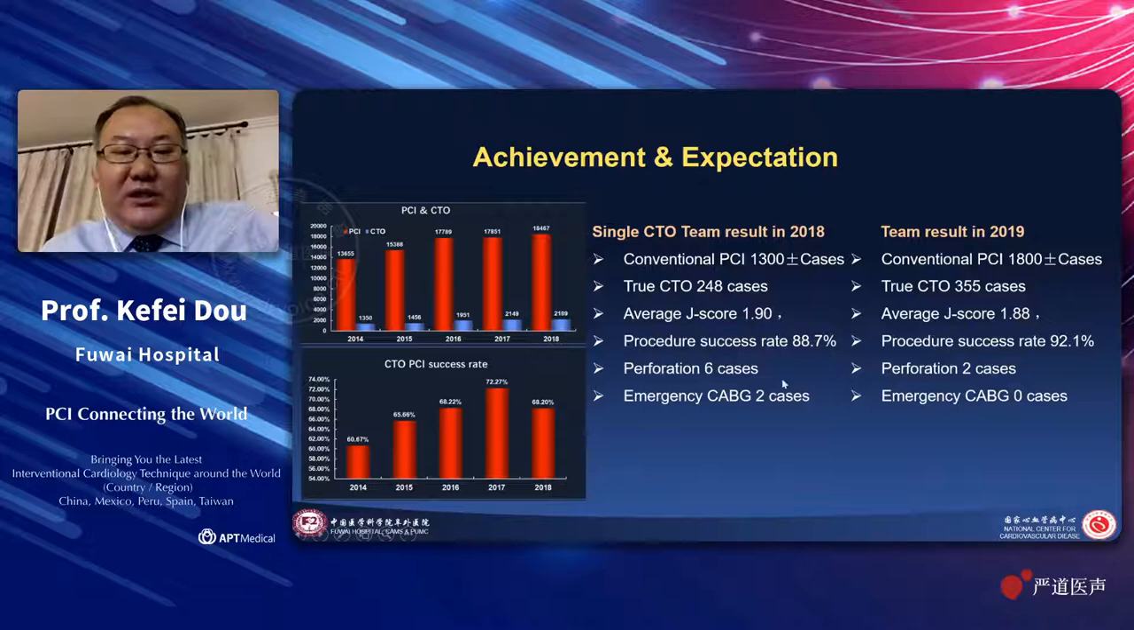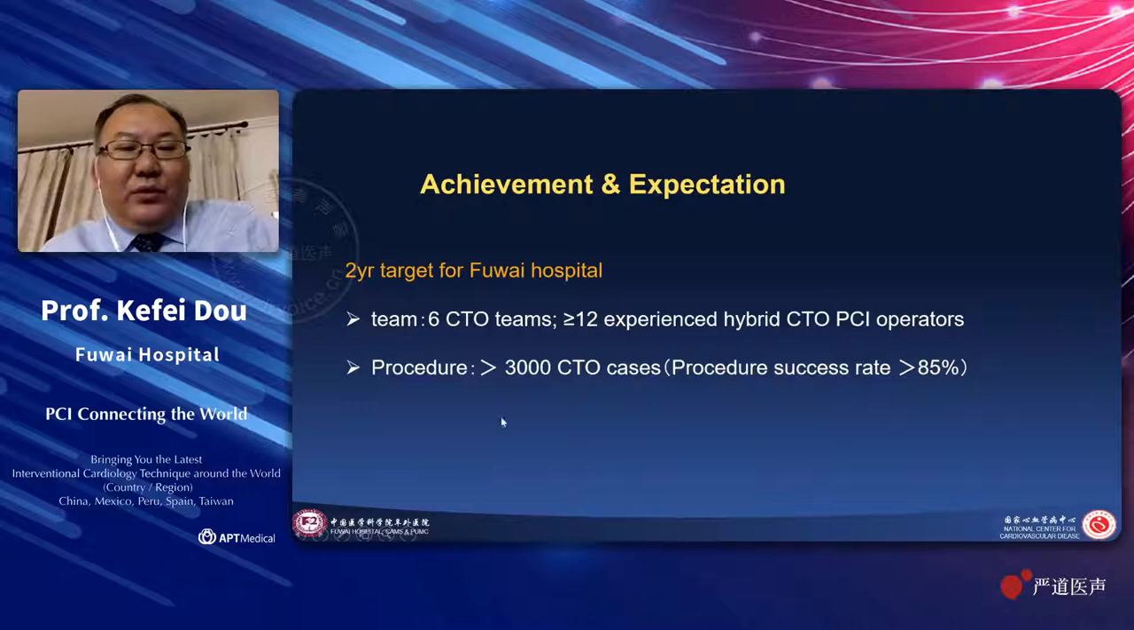After I tried to build an effective, efficient CTO program, last year my team did 355 CTO cases, with average J-CTO score 1.88 and success rate around 92%. Only two perforations, and there was no emergency CABG. So I think in the next 2 years, hopefully we will have six CTO teams and more than 12 experienced hybrid CTO PCI operators. And we will have more than 3,000 CTO cases and procedure success rate will be greater than 85%. And let me show you two cases.